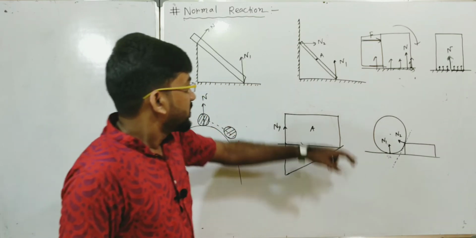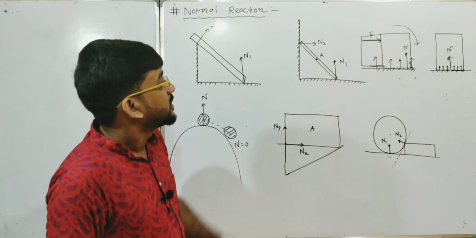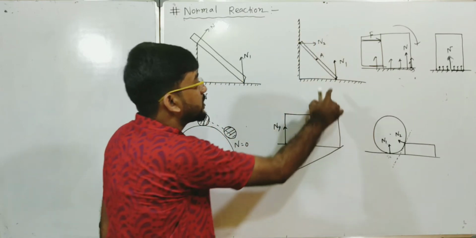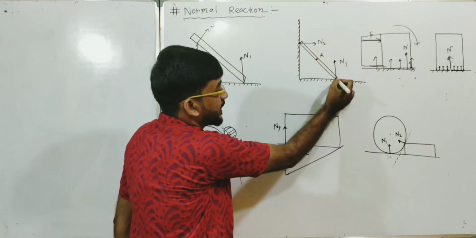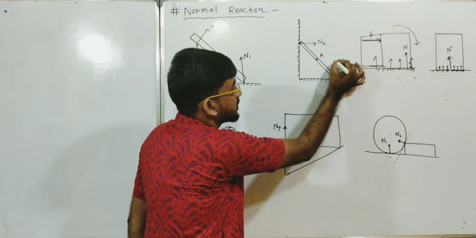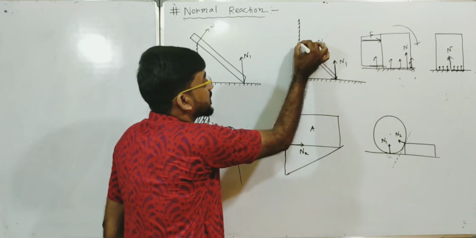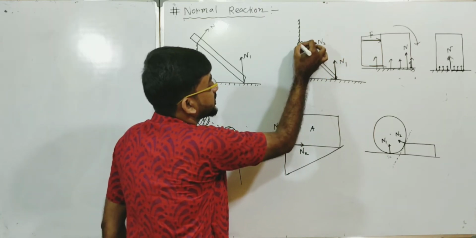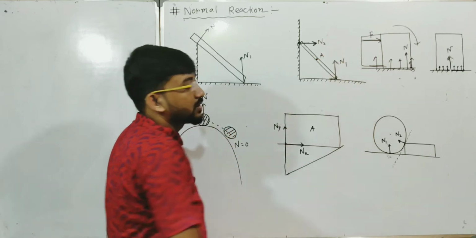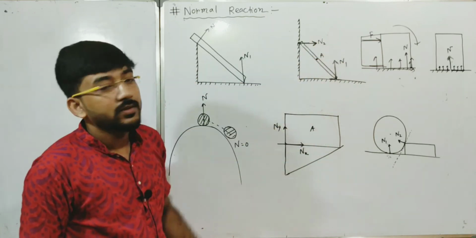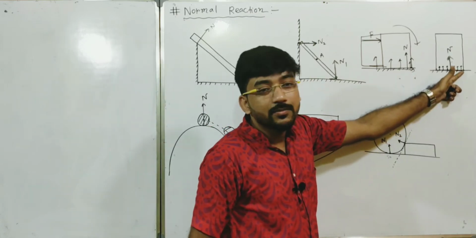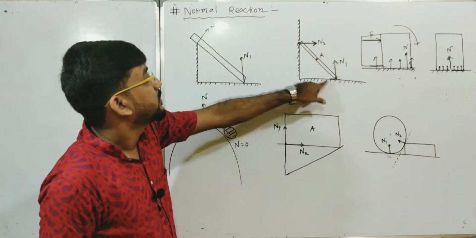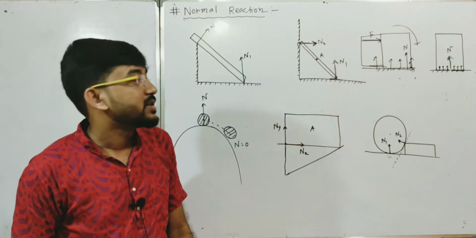Now, if we see this diagram, here you can see only two contact points. One is here and another is here, so only two normal reactions appear. At this point, the normal reaction is perpendicular to this surface, so this is N1. And for this point, the normal reaction is perpendicular to this surface, so this is N2. So with two points of contact, two normal reactions appear. In the earlier case, a large number of normal reactions appear, but the resultant of these will be N. Here there are only two points and two normal reactions, in different directions, perpendicular to each other.